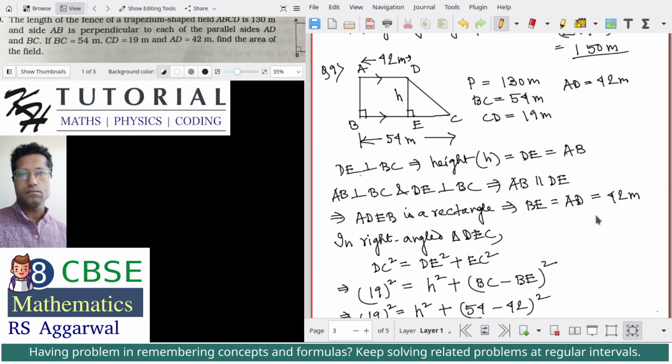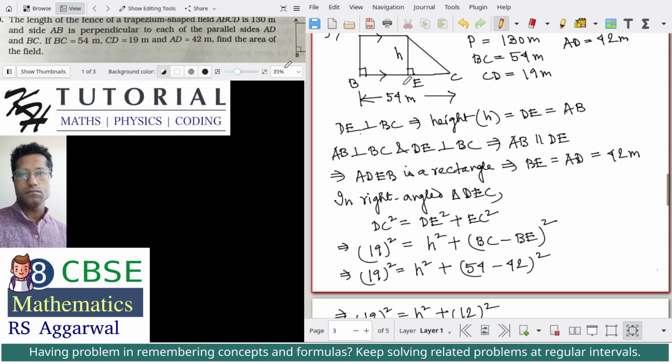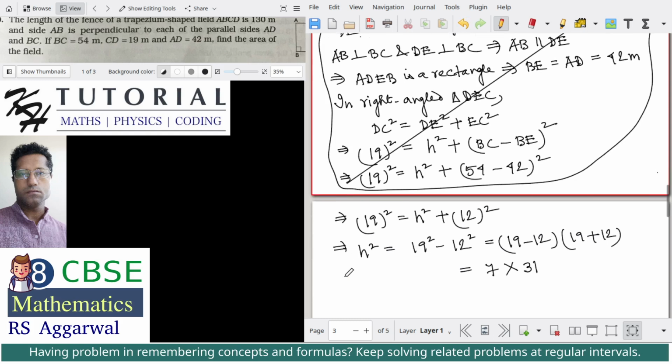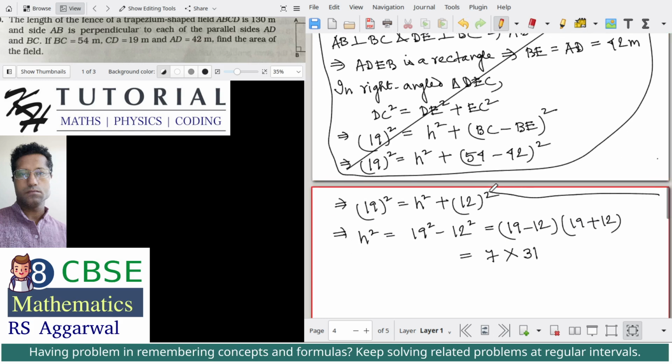Okay, so the perimeter was given. Why am I even trying to find the height H? From the perimeter, we can easily find AB. AB is the height of the trapezium. So all this part is not required. Sorry. It is very essential that you read the problem carefully and note what all information has been given.